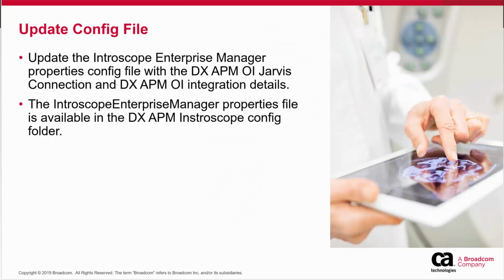The first step for this integration is to update the IntroscopeEnterpriseManager.properties config file with the DX APM OI Jarvis connection and DX APM OI integration details. The IntroscopeEnterpriseManager.properties file is available in the DX APM Introscope config folder. Let's see how to configure the DX Operational Intelligence plugin file.